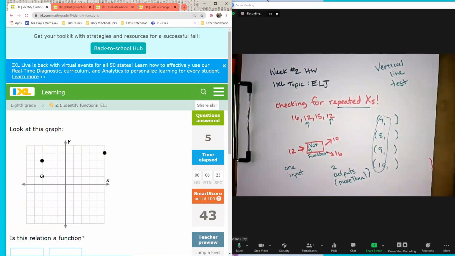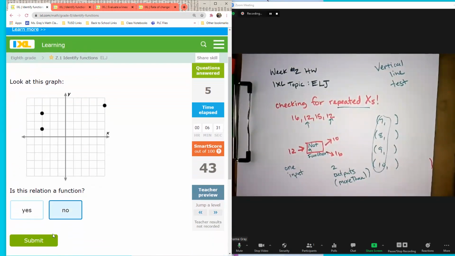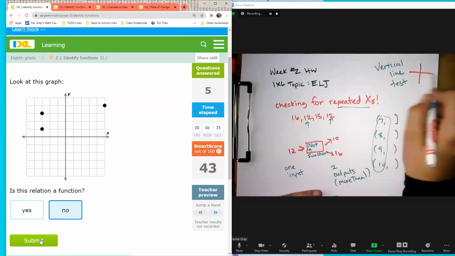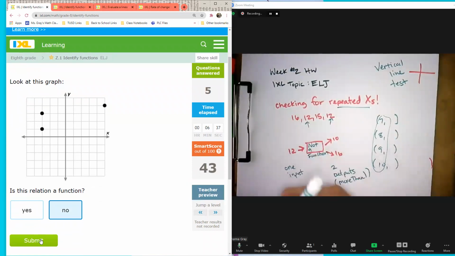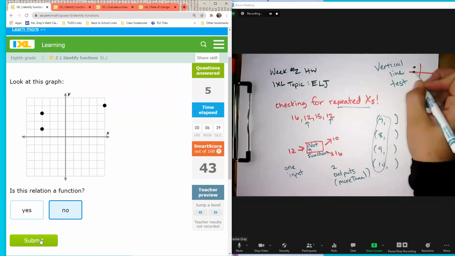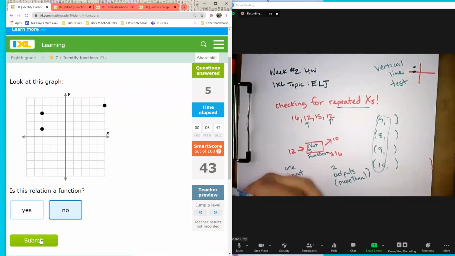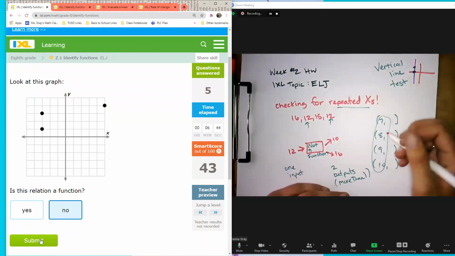Here's a good example of a graph where 2 points stack on top of each other. So this is what I was talking about. If you draw a vertical line through those 2 points, you're going to end up going obviously through 2 points. So this is not a function. It fails the vertical line test. On my paper, it can't cross more than 1 point.